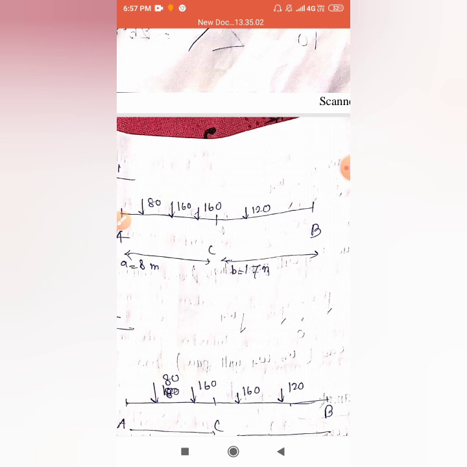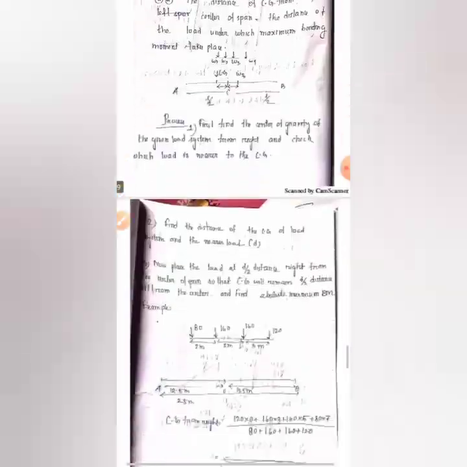Suppose this is the load system: 80, 160, 160, 120. It will be given in a question. So we'll have to find the center of gravity, right? And we have to follow the rule, and the rule is the distance of the center of gravity of the load system from the center of span. We'll also find the center of span, and we'll find the center of gravity of the load system.